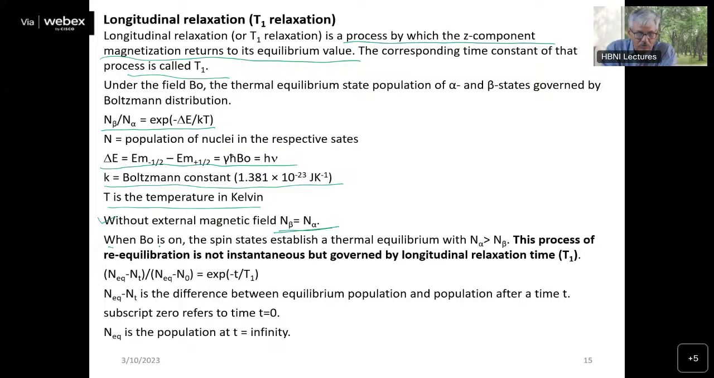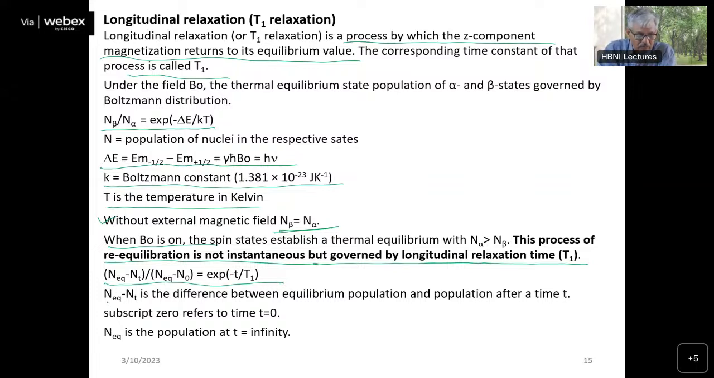But when you apply B0, it does not instantaneously reach the equilibrium. It takes time. So this re-equilibration is not instantaneous but governed by the longitudinal relaxation time T1. This I also discussed during my first or second lecture.